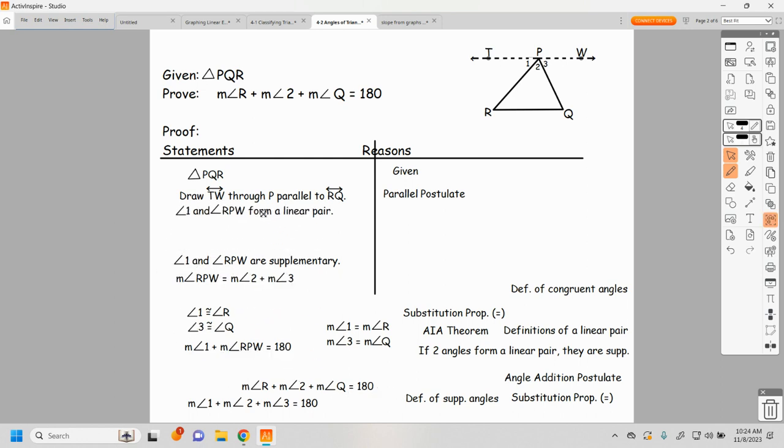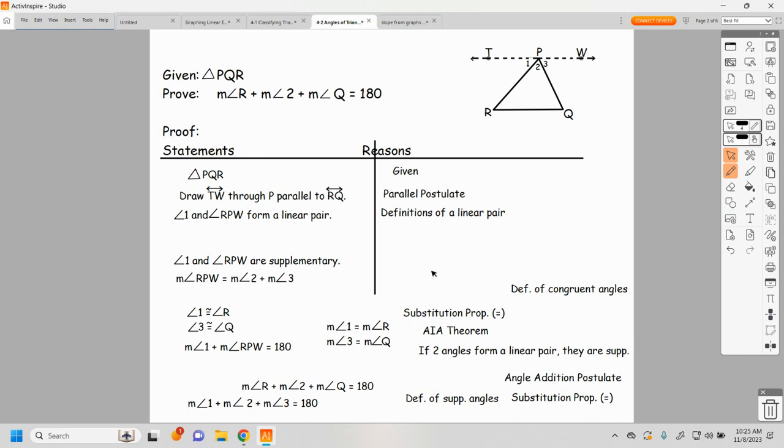Angle 1 and RPW form a linear pair. So we said this angle and this big RPW, that is angles 2 and 3, guys. So please notice, you cannot say angle 1, 2, and 3 form a linear pair because that's not a pair. That's a schwa. Okay? So a pair has to be like angle 1 and then that big RPW angle. Now, why can I say that? Because I know what a linear pair is, definition.